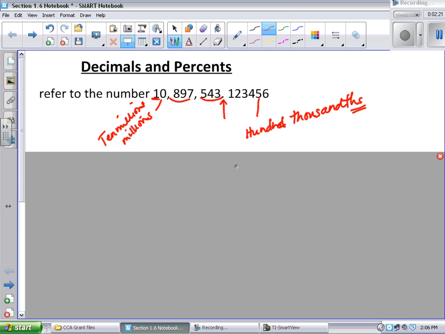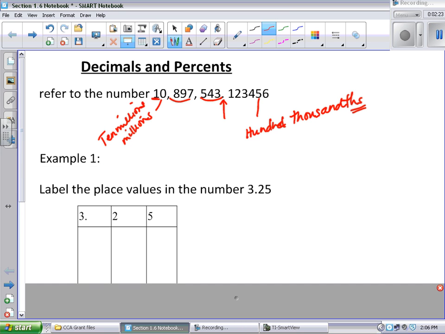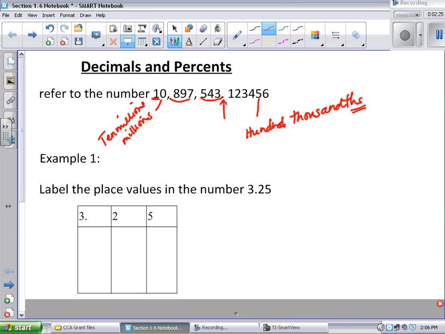So in our first example, we're going to use those labels that we just found, and we're going to label the place values in the number 3.25. 3 is in the ones place. Then when we have 0.2, the first decimal to the right is always the tenths, and then we have the hundredths.